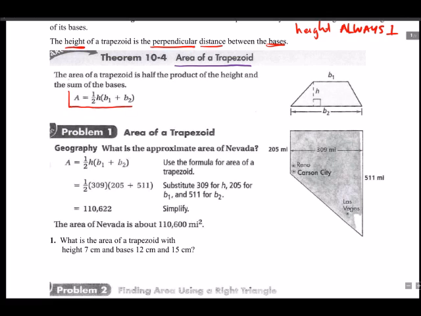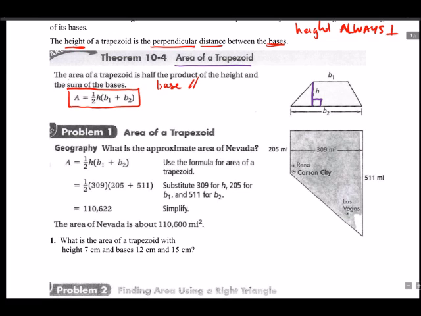So here is our formula, and if you remember from our definition, our bases are the parallel lines. That's the definition of a trapezoid. And we measure height perpendicular between those two bases. Now, I know that you're looking at this and telling me, well, this area is not base times height, but it most certainly is. And I want you to look at this.